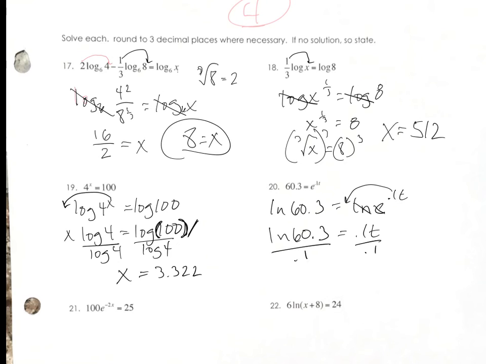And then at the end is when you put it all in the calculator. So the natural log is 60.3. Close the parentheses. Divided by 0.1. And we get 40.993.